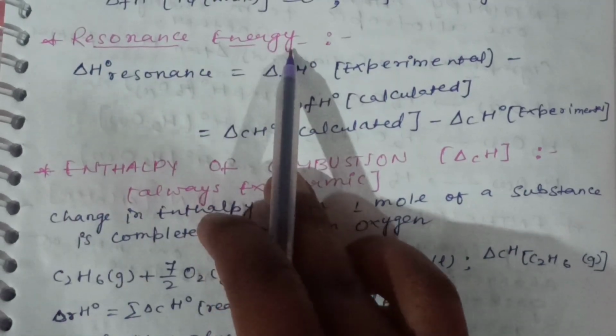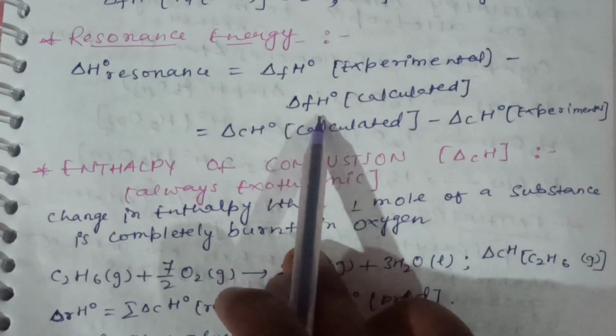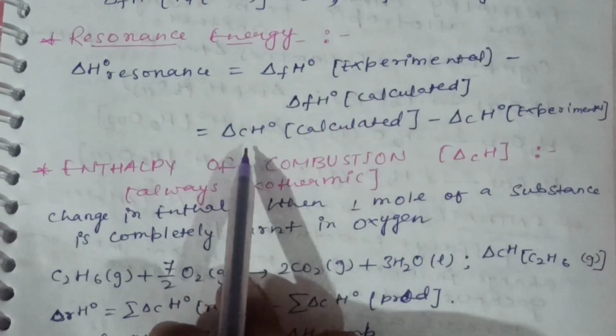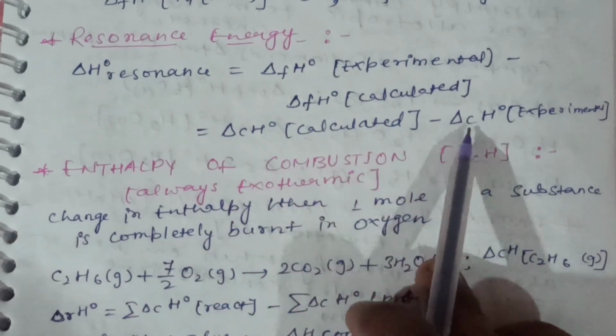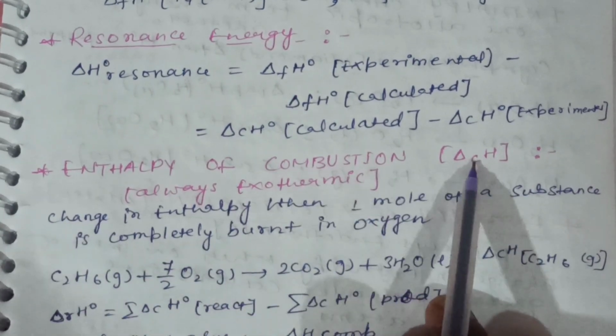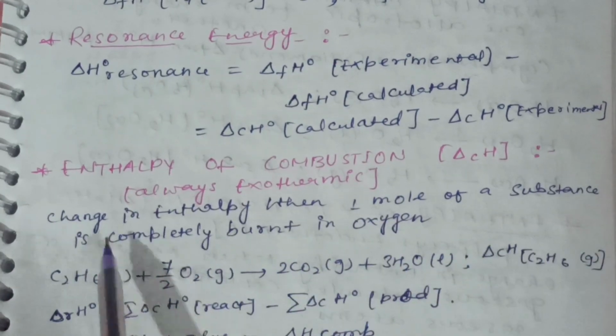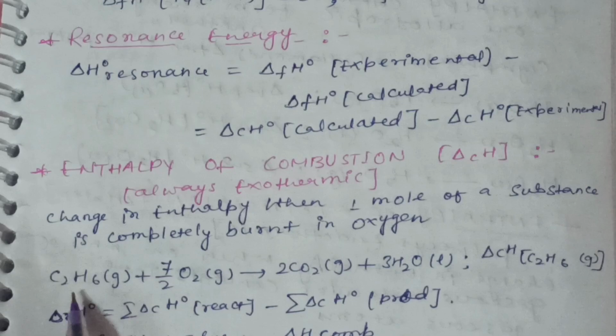Resonance energy: ΔH° resonance is equal to ΔfH° experimental minus ΔfH° calculated, which is equal to ΔcH° calculated minus ΔcH° experimental. Enthalpy of combustion, ΔcH, is always exothermic. It is the change in enthalpy when 1 mole of a substance is completely burnt in oxygen.